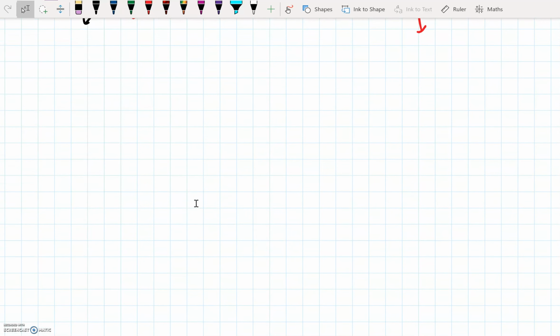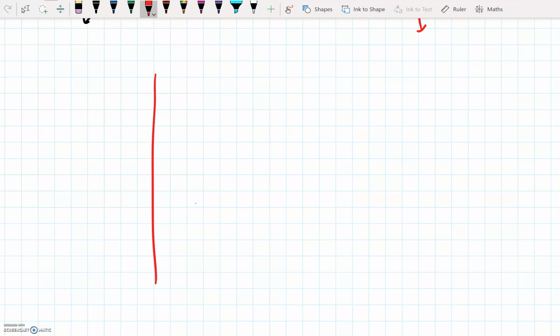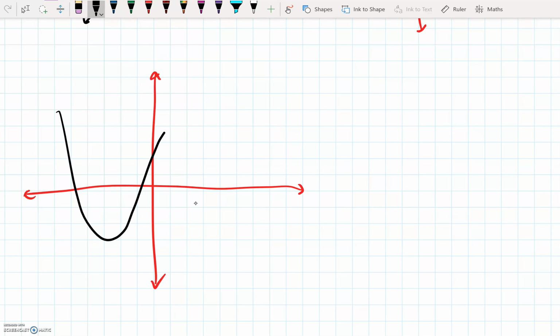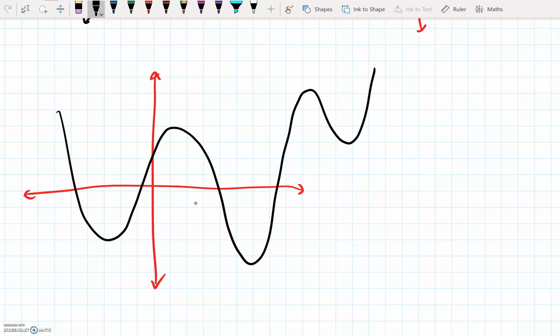Okay, let's try another one. So basically, any line that only goes up and down is a function. Okay, so for example, if we had a line that goes like this, doesn't matter what it does, as long as it doesn't go back on itself, this is still a function.